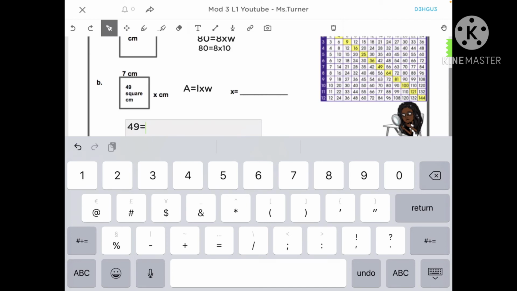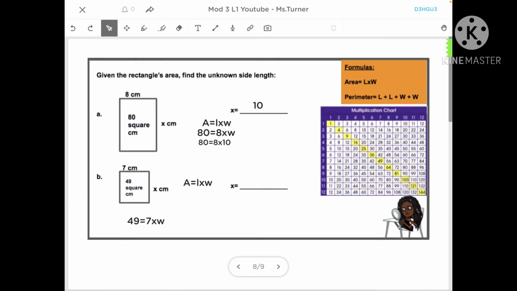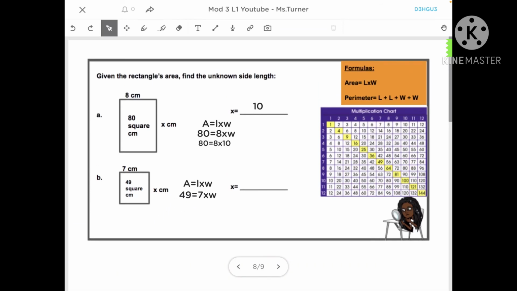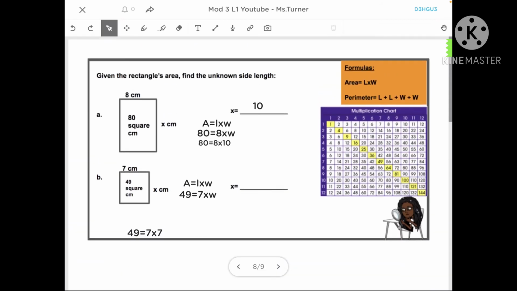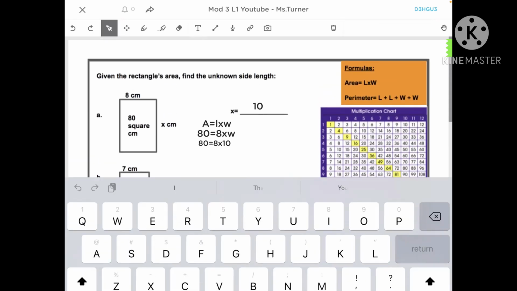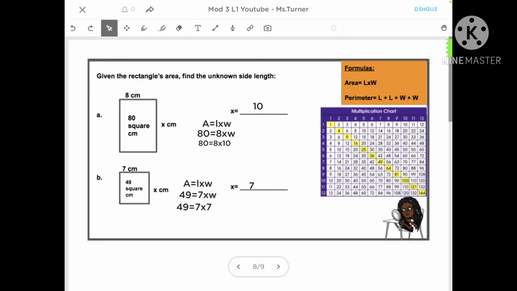49 equals, what's my length? Good. 7 times, and we don't know what that width is, so we're just going to put a W, or you could put an X in. 7 times blank equals 49. Yeah. 7 times 7 equals 49. So that means that my unknown side length is 7. Good thinking, guys.